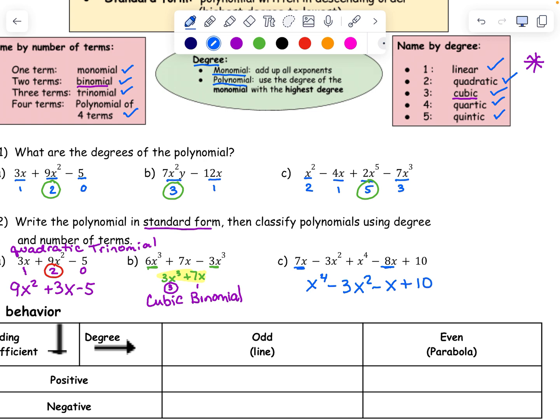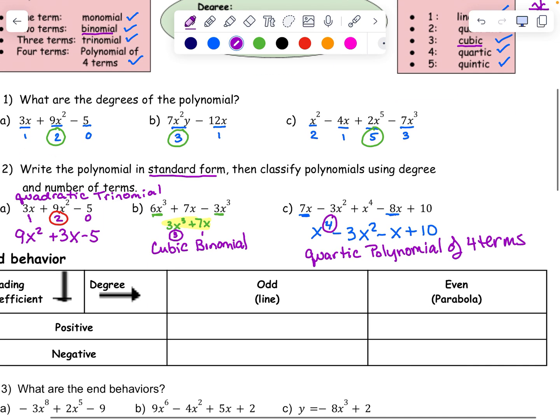So we have a polynomial that is of 4 terms, right? Polynomial of 4 terms, and our degree is 4, right? Our degree is 4. So we're going to have a quartic polynomial of 4 terms.